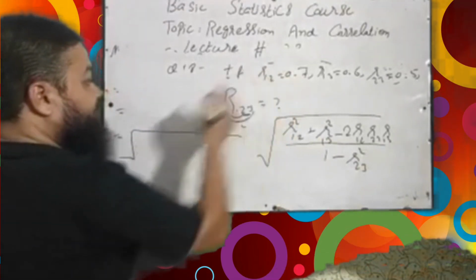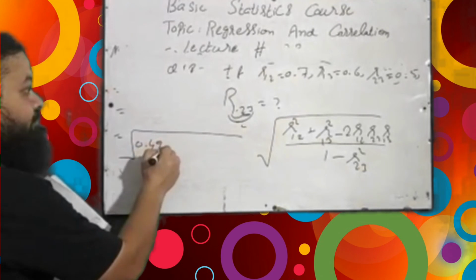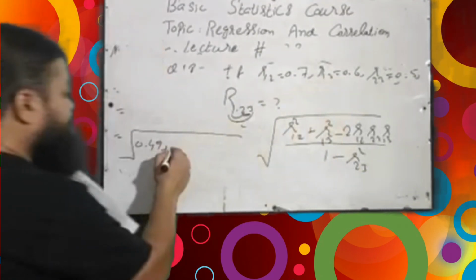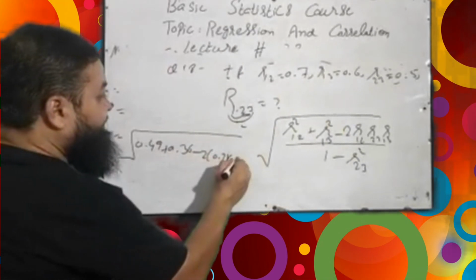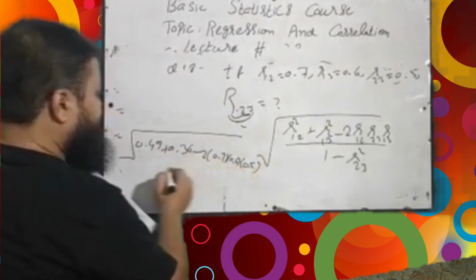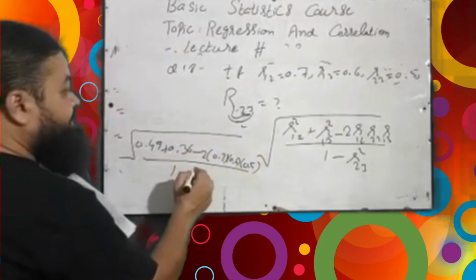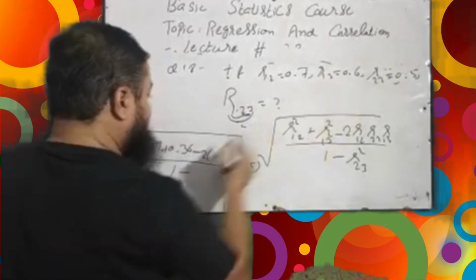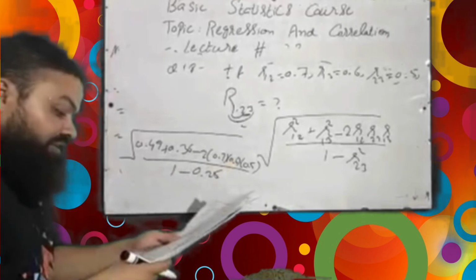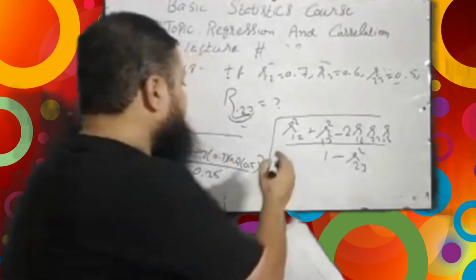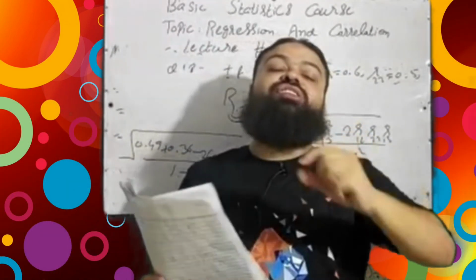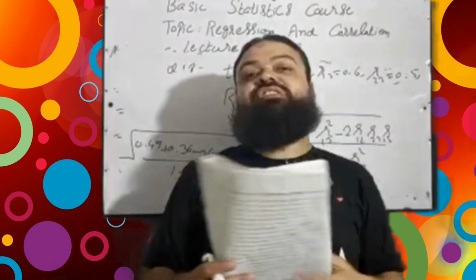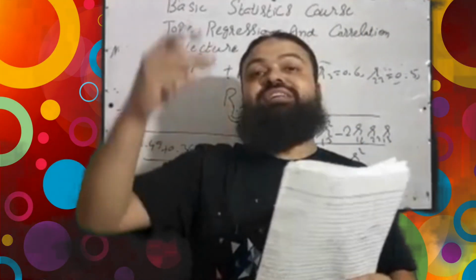0.7, square of 0.7 is 0.49 plus square of 0.6 is 0.36 minus 2, 0.7 into 0.6 into 0.5 divided by 1 minus the square of 23, that is 0.25. When you will solve it, the answer will be 0.75. That will be the correct option in the exam. A very important question for all the multiple choice questions, for all the papers of statistics.